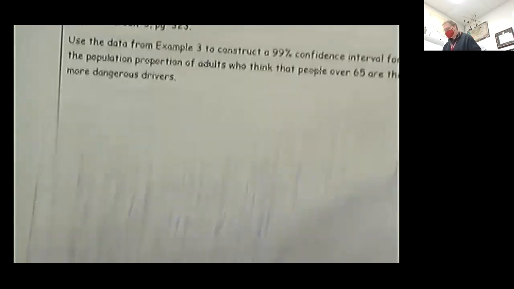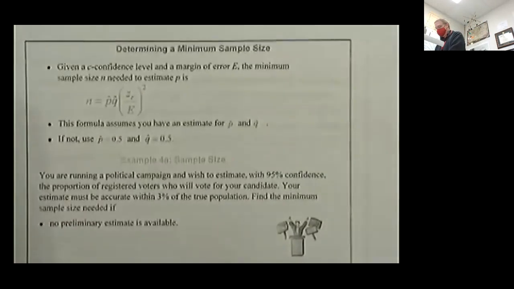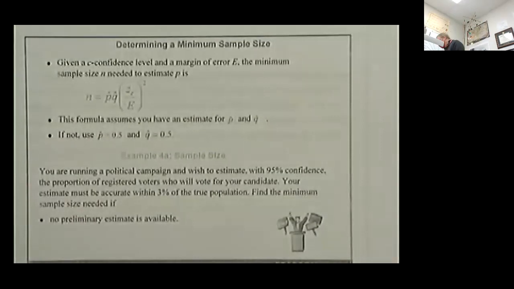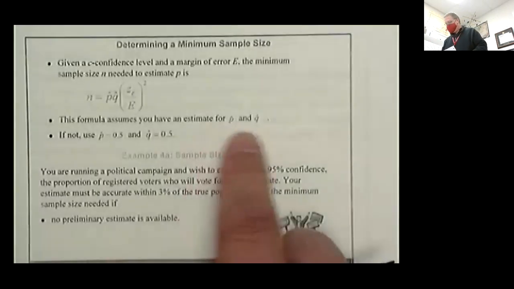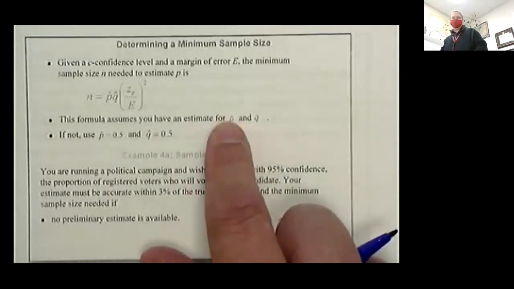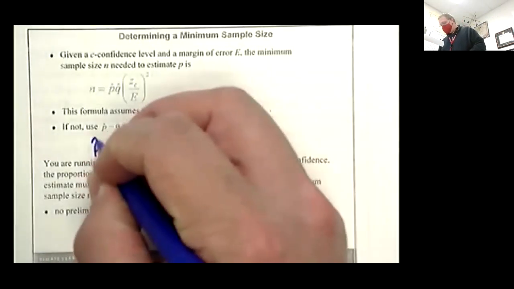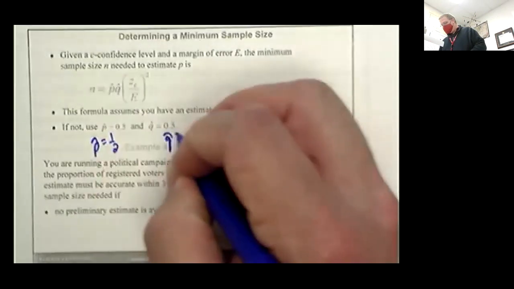I'm going to skip these two for time purposes. Just like in the last section, we looked at a minimum sample size. We can do that same thing for a population parameter. For a population parameter, the formula for a given sample size is n equals p hat q hat times the quantity zc over E, squared. Again, this formula assumes you have an estimate for p hat q hat. If we don't have an estimate, we're going to let p hat equal 1/2 and q hat equal 1/2.